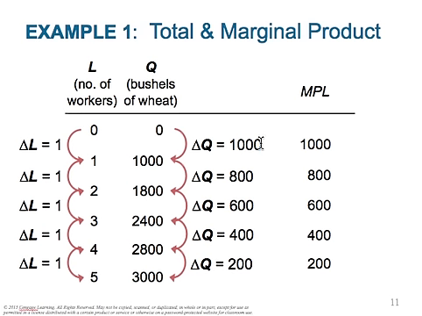Now what you start to see is diminishing returns. Each time, it's starting to have a diminishing return. Your marginal product of labor again is that change in quantity given the change in labor. So 1,000 bushels over 1 more worker is 1,000. Adding 1 more worker here gets you 800, 600, 400, 200. This mirrors the change in quantity because we're only adding 1 laborer at a time.